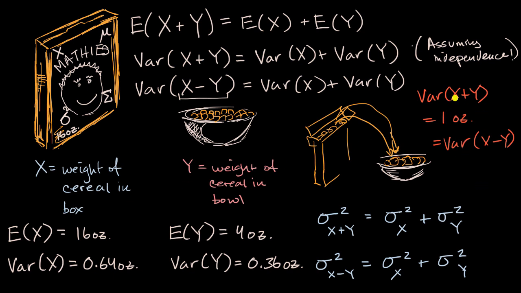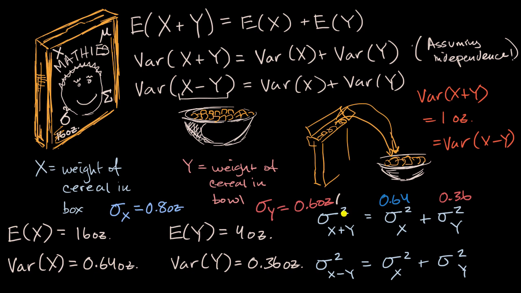And if we wanted to express this same idea in terms of standard deviations, the standard deviation of our variable x is what? It's the square root of this. It's 0.8 ounces. And the standard deviation of y here is the square root of this, which is 0.6 ounces. I would say, okay, let me square this. So I get my 0.64 here. Let me square this, and I get my 0.36. Let me add them together. I get my 1 ounce here, which is my variance.